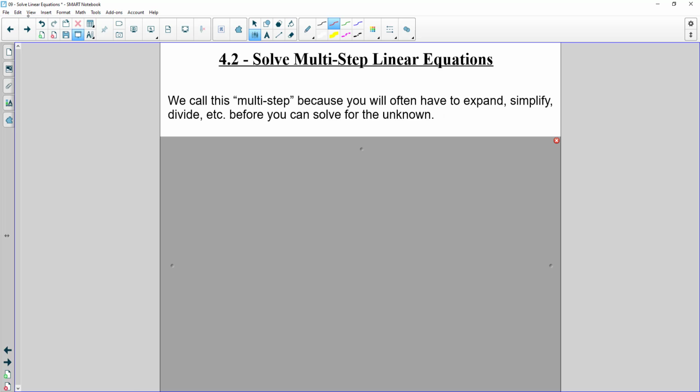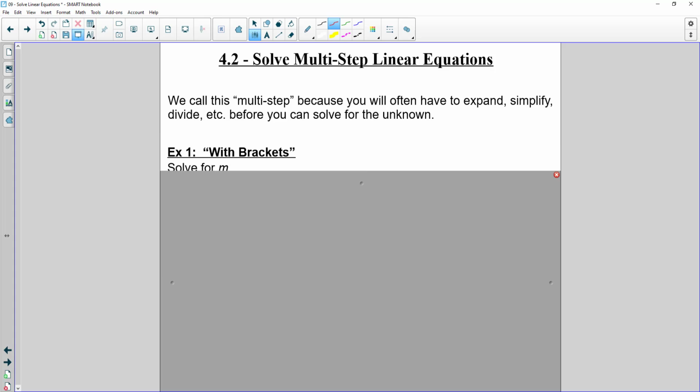Okay, so that's 4.1. With 4.2, we're just going to keep doing the same thing, but getting into maybe 3, 4, 5 steps. We're going to throw in some other little bits of difficulty, for instance, maybe brackets or additional fractions. So what can we do here? Let's jump right into an example.